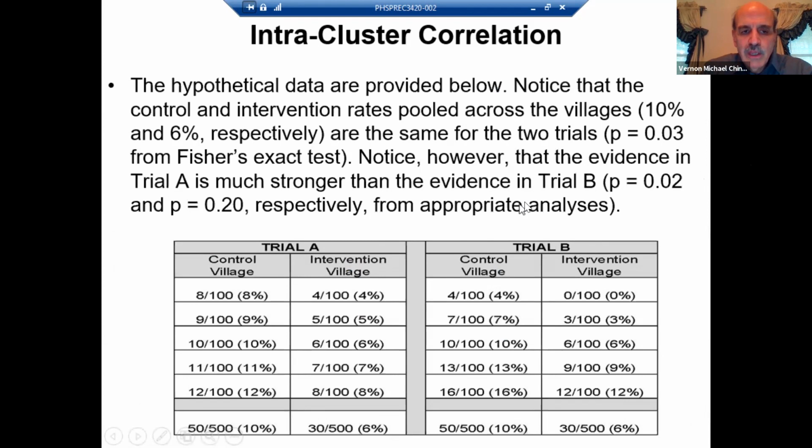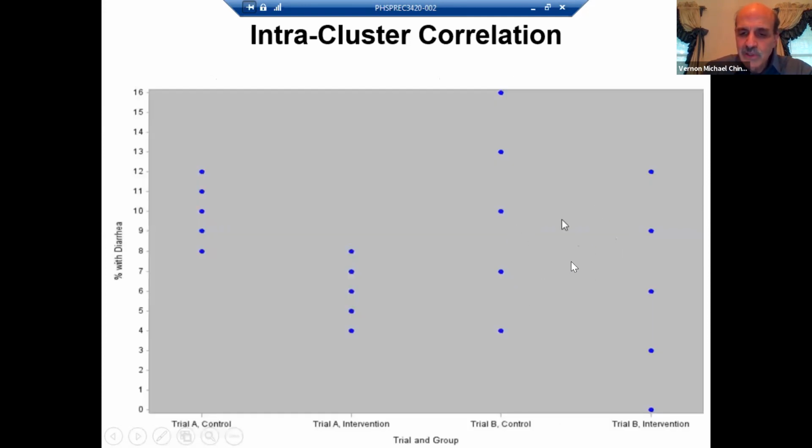And in fact, when you do the appropriate analysis, you get that in trial A, there is a difference between intervention and control. The p-value is 0.02, whereas for trial B, where there's much more variability, it shouldn't surprise you that there was not a statistically significant difference between intervention and control when you do the correct statistical analysis. So again, although that was a contrived example, I think it really illustrates what can happen in a cluster randomized trial.